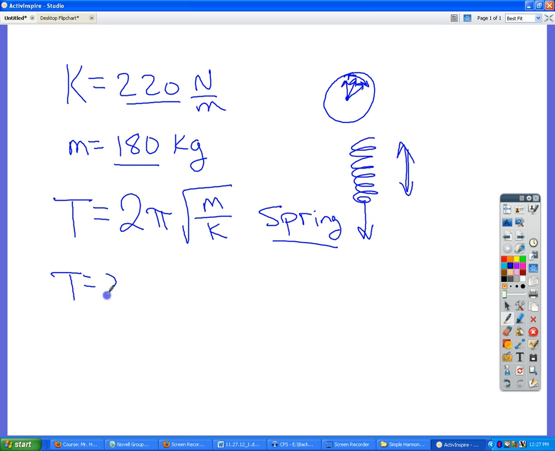So T is going to be equal to 2 times pi times the square root of the mass, which is 180, divided by 220, which is the spring constant. And we find out that our spring has a period of about 5.7 seconds. That is simple harmonic motion example number 3. And that is the end of the first 3 examples for this section.